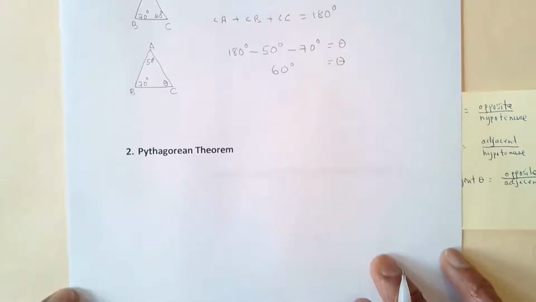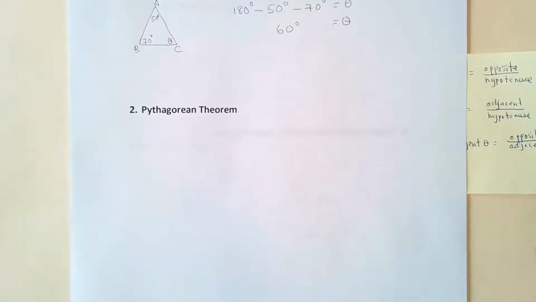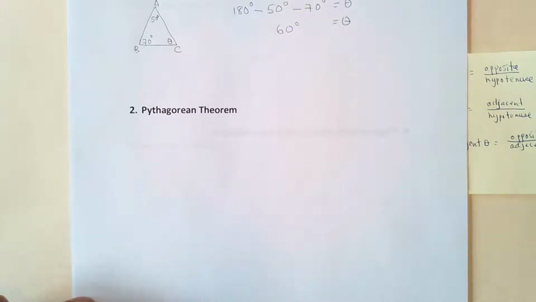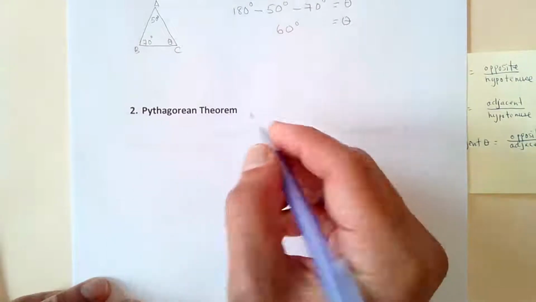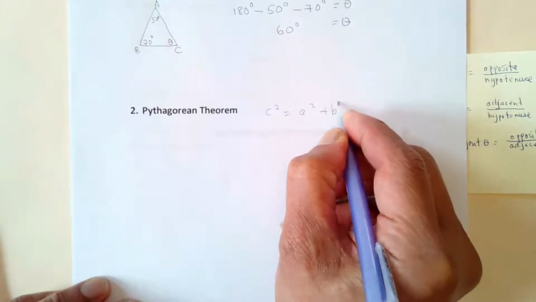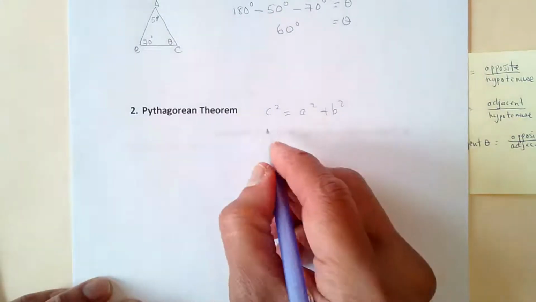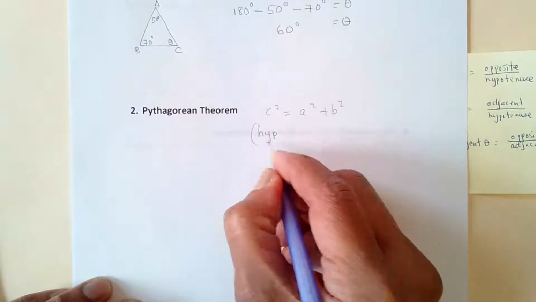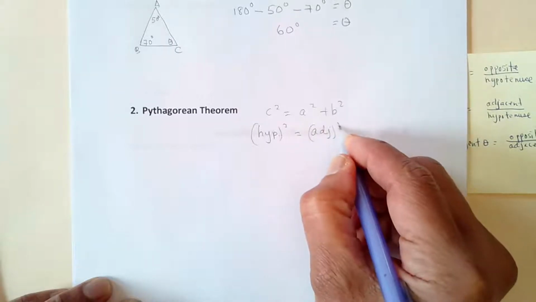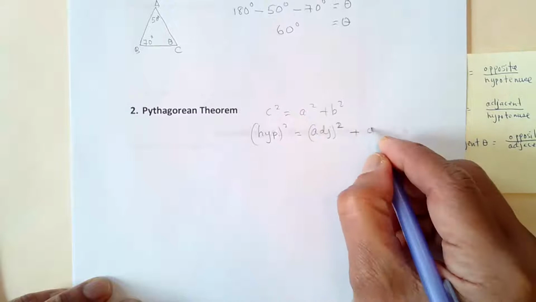In the next lesson, we looked at the Pythagorean theorem. It says if we have a right angle triangle, the square of the hypotenuse is equal to the sum of the squares of the opposite side and the adjacent side. So this is known as C squared is equal to A squared plus B squared, or the hypotenuse squared is equal to the adjacent squared plus the opposite side squared.